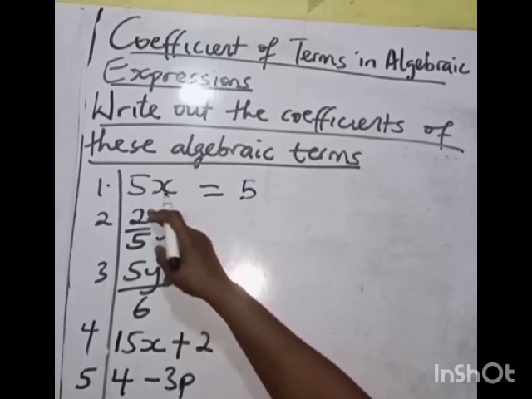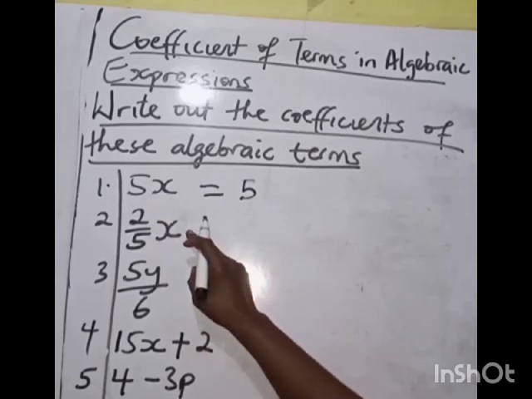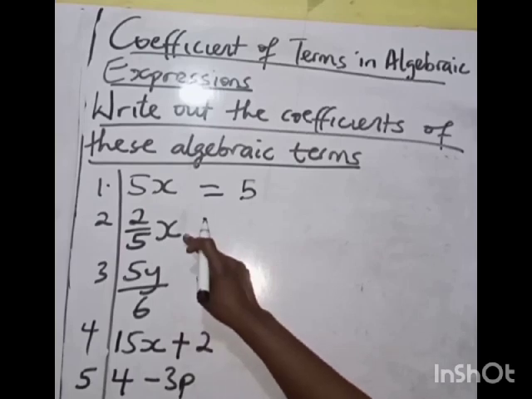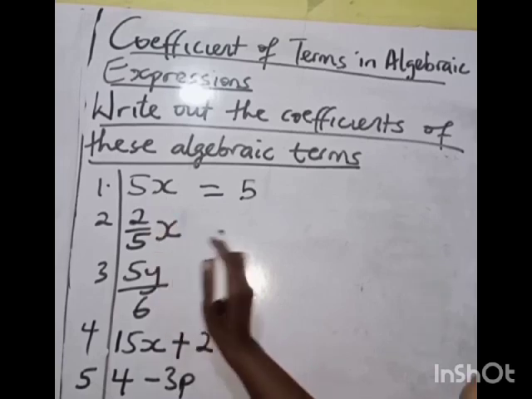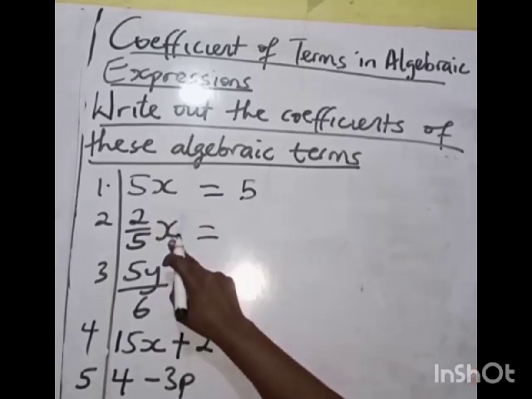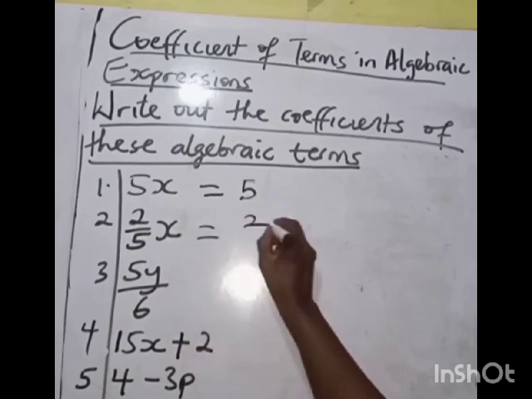Number 2, 2 over 5x. The unknown quantity here is x. And the coefficient, the number we are using to multiply the unknown quantity, is 2 over 5. So the coefficient of x in number 2 is 2 over 5.